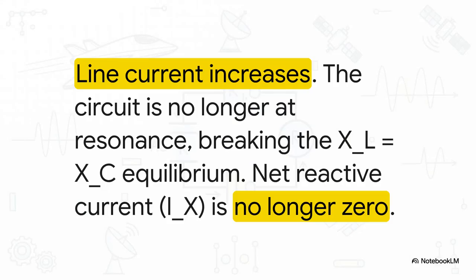Here's why. At resonance, line current is at its absolute minimum because those reactive currents cancel each other out. That 10% drop in capacitance breaks the XL equals XC equilibrium. So the circuit is no longer resonant. This introduces a net reactive current, IX, that is no longer zero. Therefore, the vector sum for total current, IZ, has to mathematically increase from its minimum value.